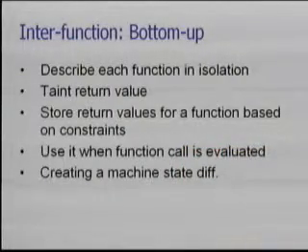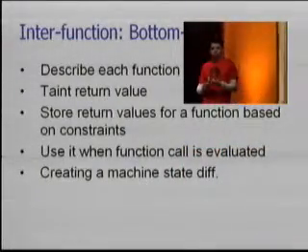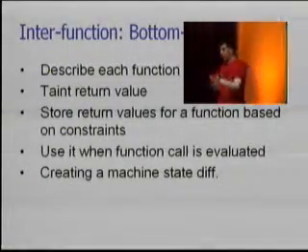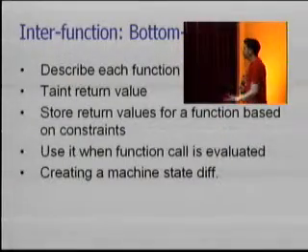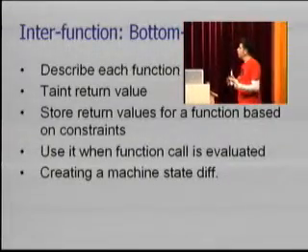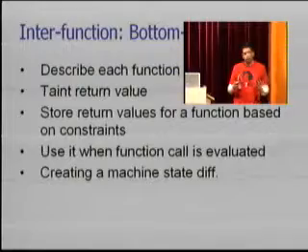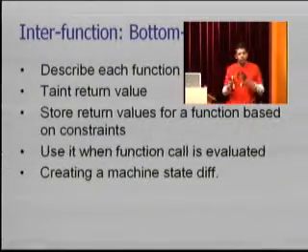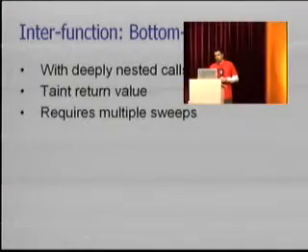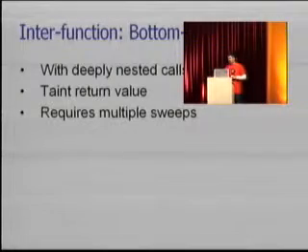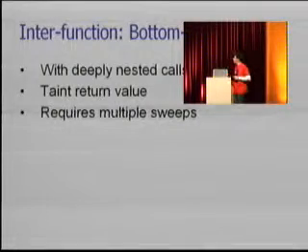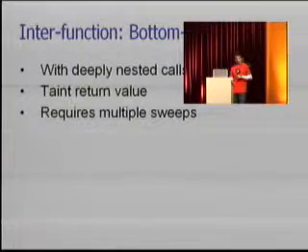So what you're really trying to do is create like a diff. You have a machine state. A machine state is like your registers. Even your stack is part of your registers, because ESP and EBP point to your stack. Your stack gets pointed to by these registers, and everything is controlled through there. So if you have this machine state, and you can define your function as a transformation of this machine state, where you have input and output, kind of like a black box, but you have this expression, this is what bottom up is all about. So it works well for deeply nested calls. You're basically tainting all the return values, but it's going to require multiple sweeps.